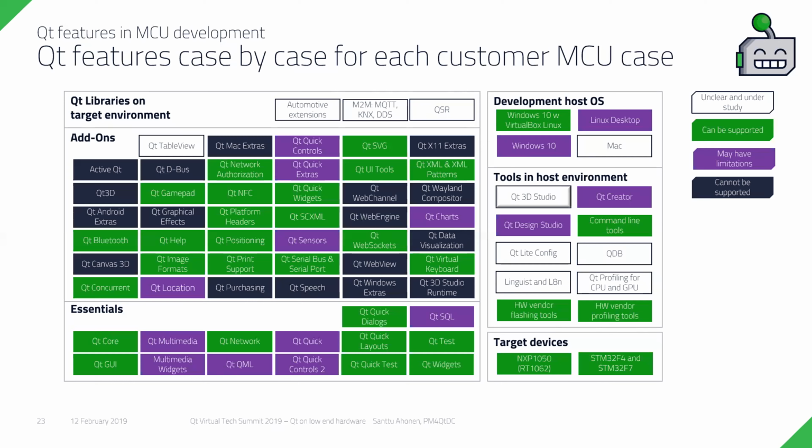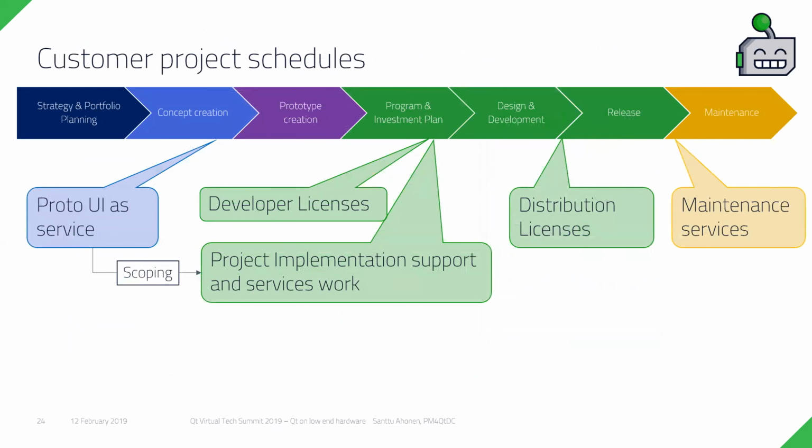And a big part now in the early stages with the MCU project is that doing this customization of Qt itself and building this modularity for the needs of the customer project on the MCU is something that is part of the project we will do with the customer. So if you look at the life cycle of the project and the schedules, typically what we want to do is join at the concept creation and prototype creation phase to do a prototype UI as a service for the customer on MCU. And then while we do it, that helps us in scoping the work for the implementation.